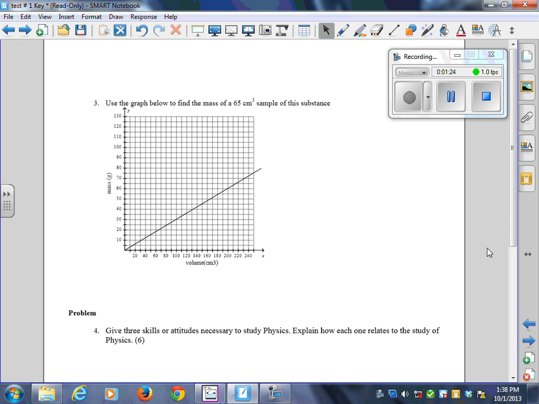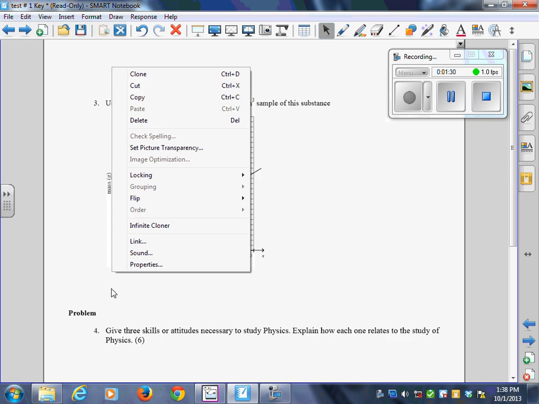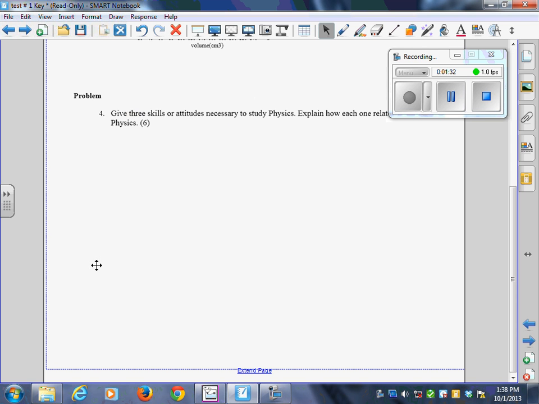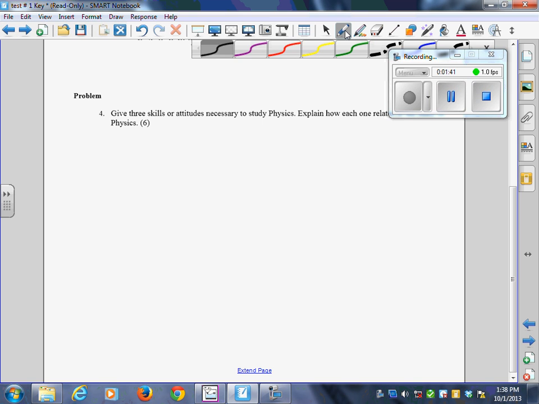Why is this not working? I shouldn't have to. I should be able to pick it up. It always works that way. I'm gonna have to restart. Okay.